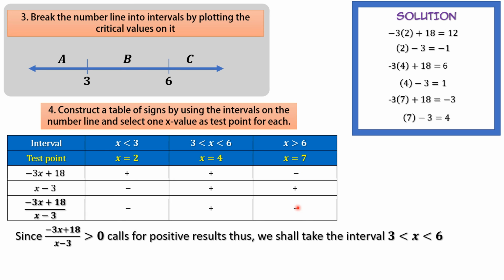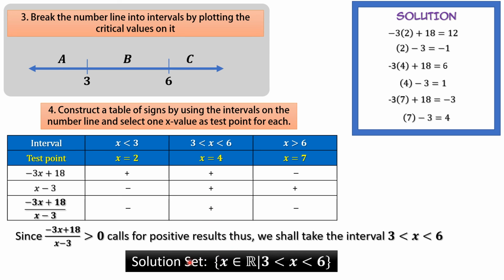Okay, this time, this is the general form of the rational inequality. Since negative 3x plus 18 divided by x minus 3 greater than 0 calls for positive results. Why positive results? Because greater than 0, right? All numbers greater than 0 are positive. So we shall take the interval x greater than 3 but less than 6. Why? Because the result sign is positive. And then, the solution set must be like this.